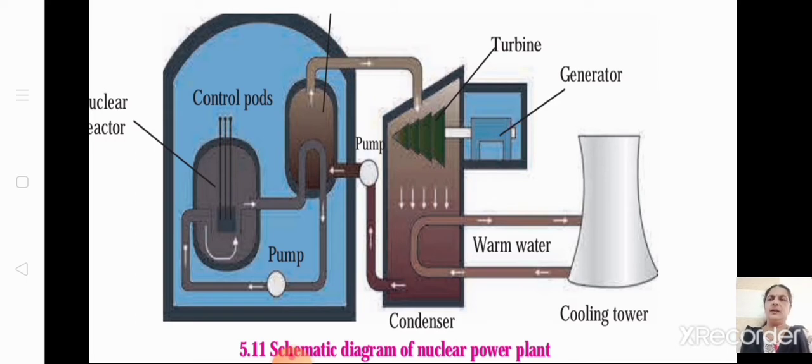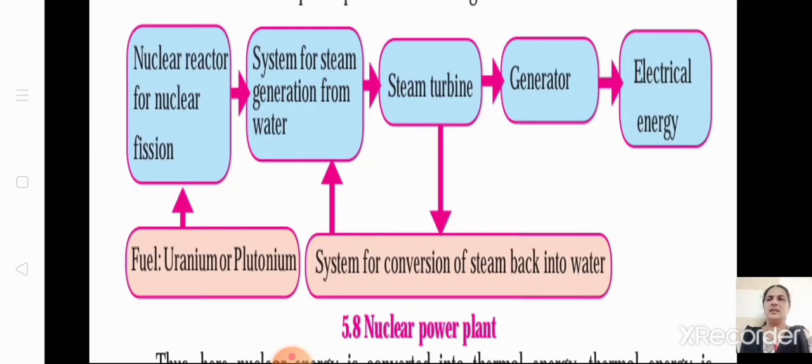Same thing we learned. Now let us revise here. Nuclear reactor for nuclear fission, then system for steam generation from water, then steam turbine connected to generator to produce electricity. Here also, what is the fuel taken? Uranium or plutonium. And here also a system is there for converting steam back into water. Same way, only the fuel taken is different.